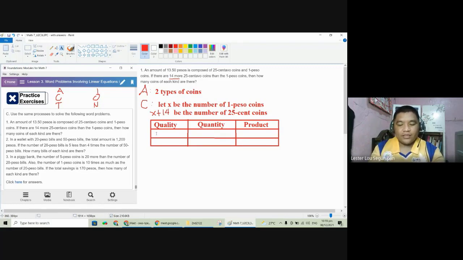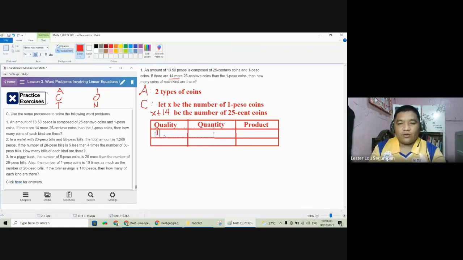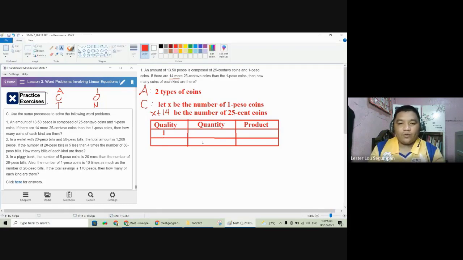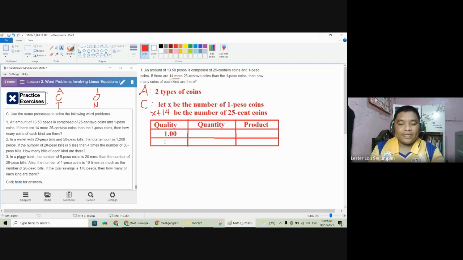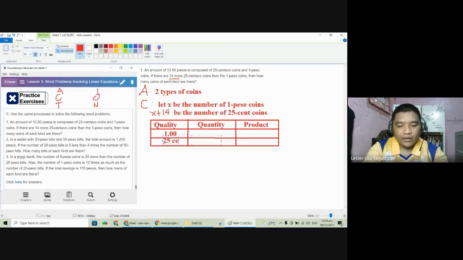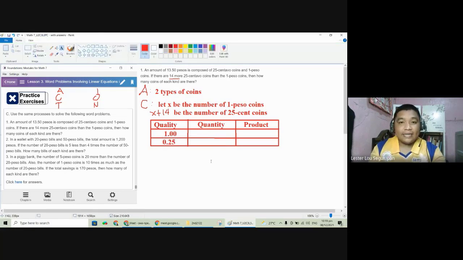There are two types of coins. You have here the 1 peso coin. I'm not going to use other terms. Just simply give here the type of coin, or you could use 1.00 as the 1 peso coin. So that when you have 25 centavo coins, do not place here 25 cent. Express that in terms of amount. So you will have here 0.25, as we all know that 0.25 stands for the centavo coins.